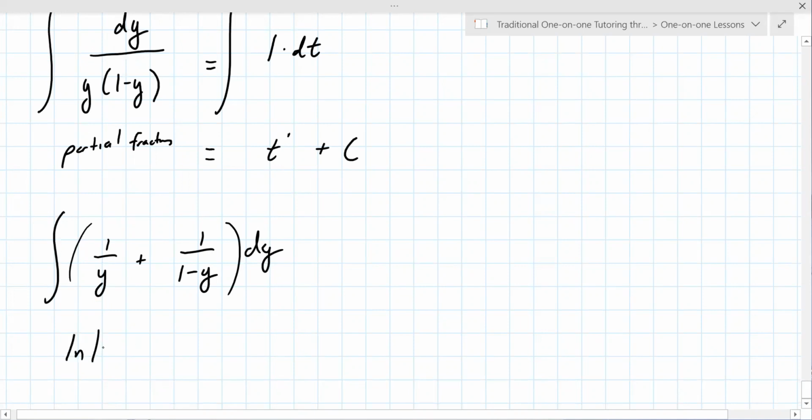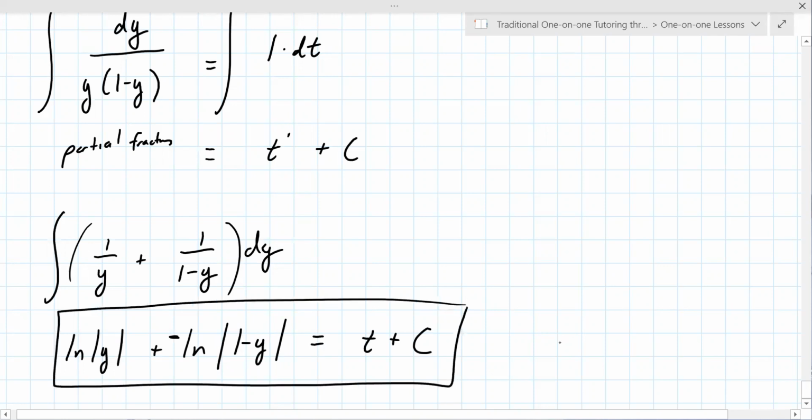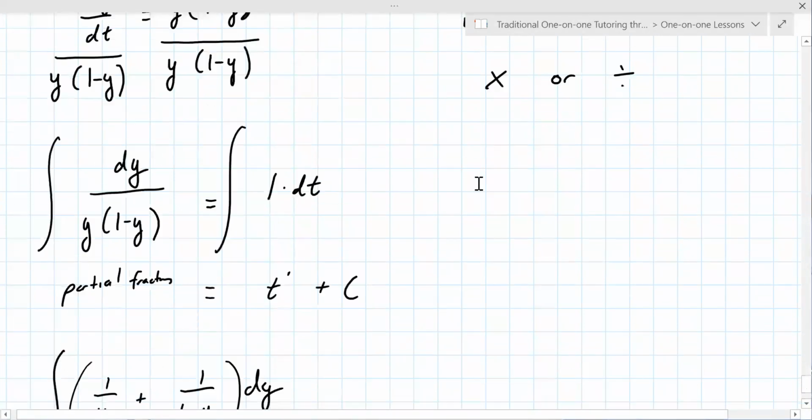So this becomes the natural log of the absolute value y plus the natural log of the absolute value 1 minus y. But see how, when you take the chain rule derivative in here, there's a negative, so you have to put a negative there. Equals t plus c. And you would generally try to solve for y, but you can't in this case. So we would say, okay, we're all done here. Like this is our answer. Usually we're done here, but there's this initial condition.